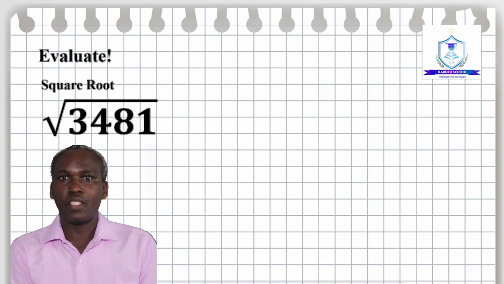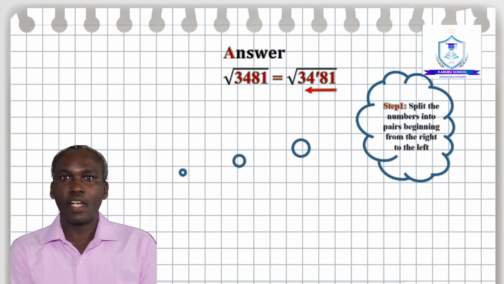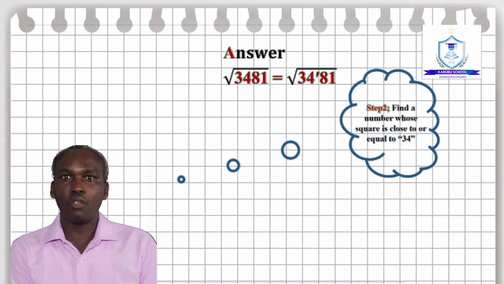Let us look at our second question. We will be expected to find the square root of 3481 using the pairing method. So the first step is to split the radicand into pairs beginning from right to left. In this case, we will separate 8 and 1, then demarcate the split with an apostrophe, and then we have 3 and 4 remaining. Next, we need to find the number whose square is close to or equal to 34.